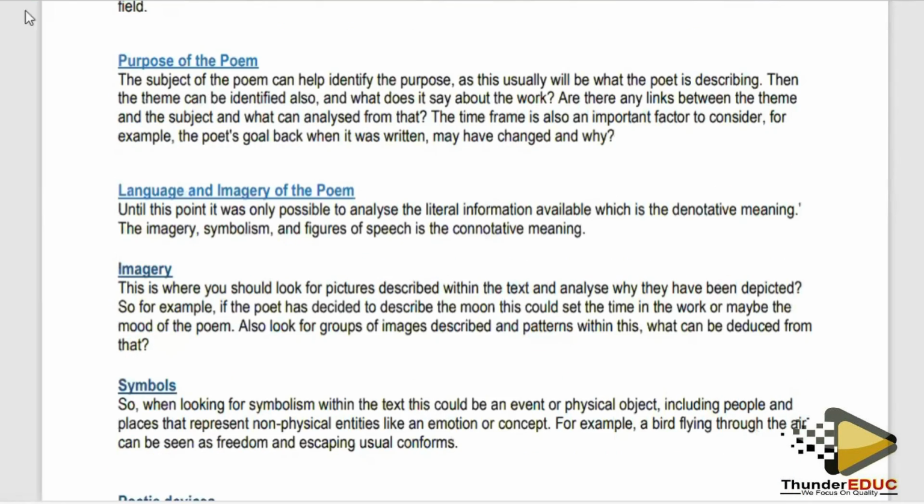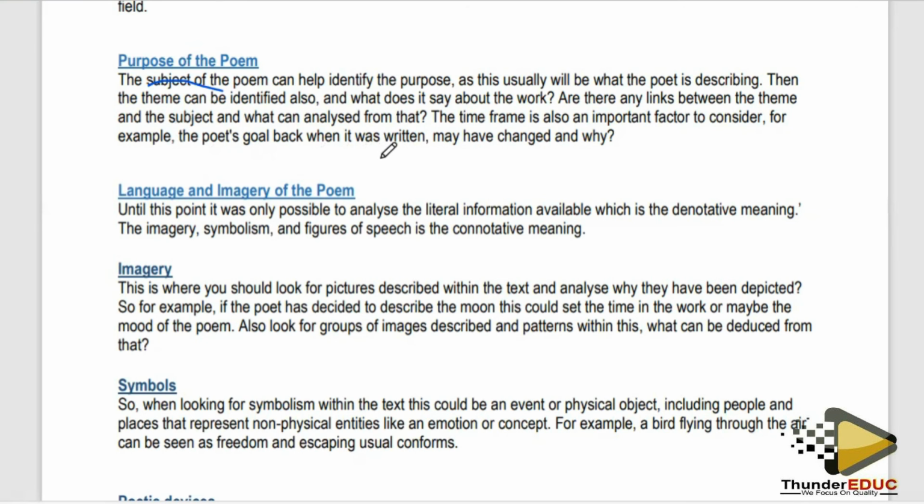The subject of the poem can help identify the purpose. That's very clear. When we look at the subject of the poem, it can help us identify the purpose, as this is usually what the poet is describing. The theme can be identified also. What does it say about the work? Are there any links between the theme and the subject, and what can be analyzed from that?